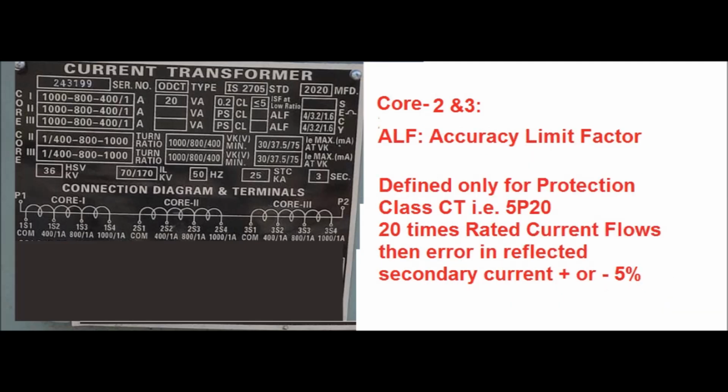Now again the ALF means accuracy limit factor. It is defined only for protection class CT. That is, if accuracy class is mentioned as 5P20, that is, if 20 times the rated current flows in the primary side, then there will be 5% ratio error. It may be plus or minus 5% of ratio error in the secondary side of the CT.